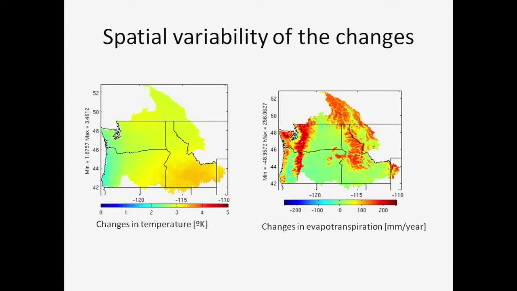How does this temperature change relate to the changes in the hydrology, specifically in evapotranspiration? We see that the changes are not uniform. Most of the evapotranspiration increases by about 200 millimeters per year on these red areas that correspond mostly to mountains where there is more water. So it makes sense that as temperature increases, you will see higher evapotranspiration increases where you have moisture available.